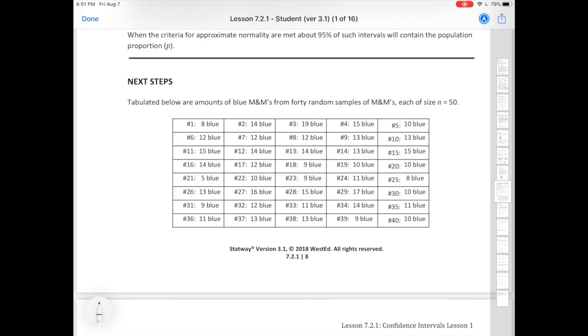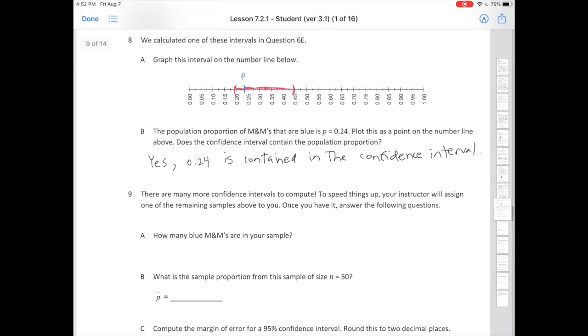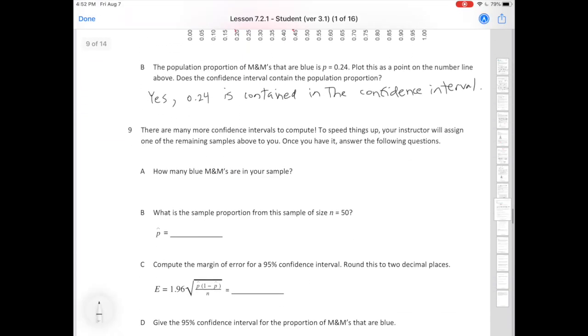I'm going to go ahead and pick one at random. How about I pick... let's go with this one. Why not? Okay, I'm going to go with number 34. Let's suppose that there are 50 M&Ms and 14 of them are blue. And remember, these are randomly selected. In other words, I just chose a random bag of 50 M&Ms, and inside of that bag were 14 blues. So how many blue M&Ms are in your sample? 14.